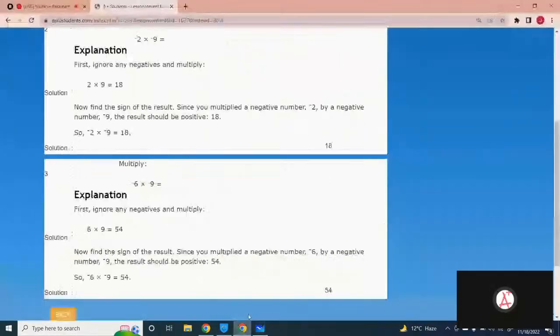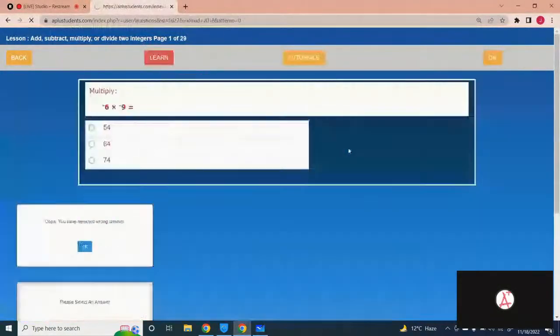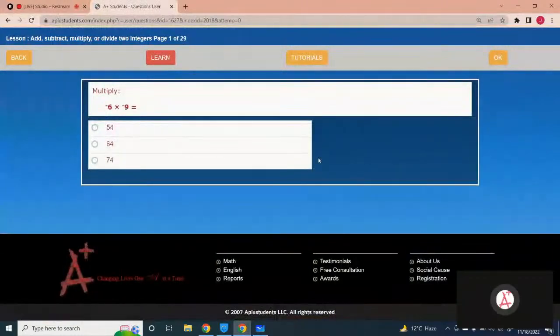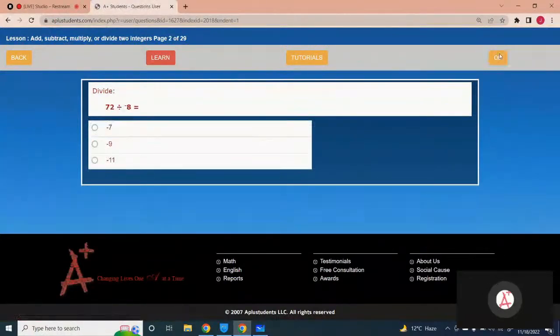Okay, now let's start with the practice questions. Negative 6 times negative 9. Both the integers have a negative sign. The answer must be positive, and 9 times 6 is 54. The first option is the correct one. Just select the correct option and click on the OK button. Got it?